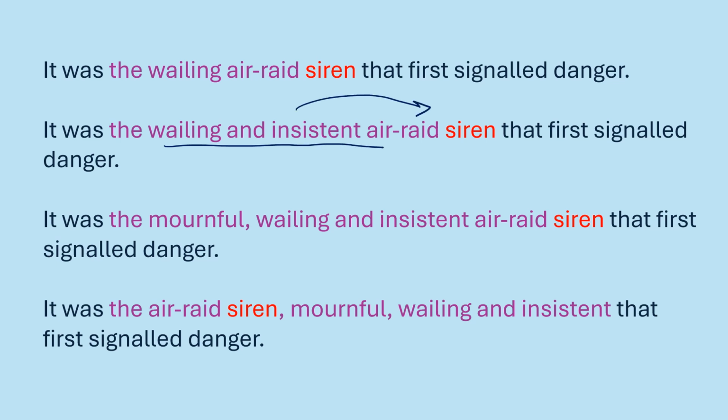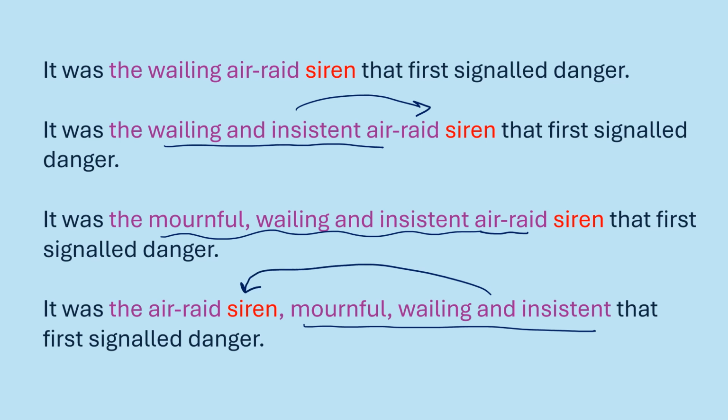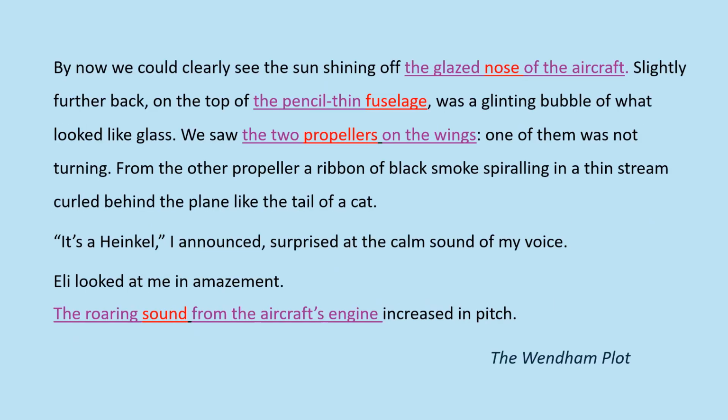It was the mournful, wailing and insistent air raid siren that first signalled danger. So we've just extended that a little bit in the pre-modification. It was the air raid siren, mournful, wailing and insistent, that first signalled danger. And I've put plenty of examples of this type of post-modification because you do see it less, and it's a nice way to add that extra description in.